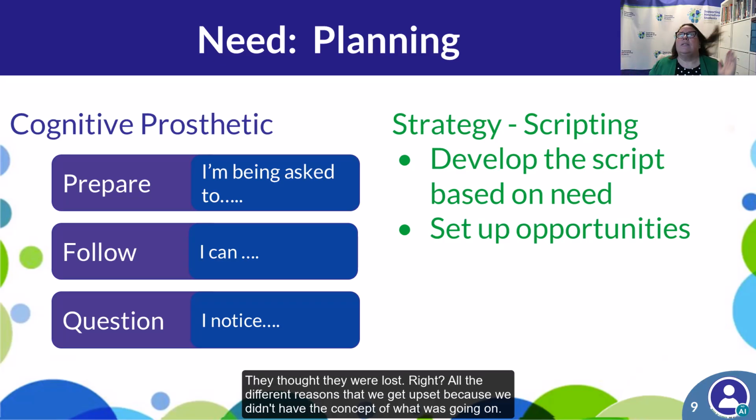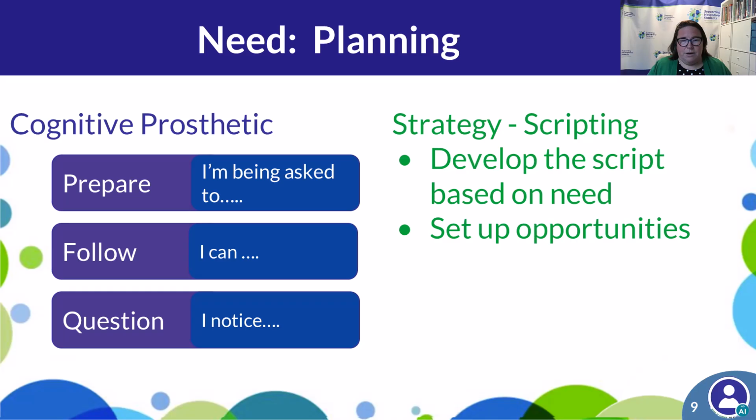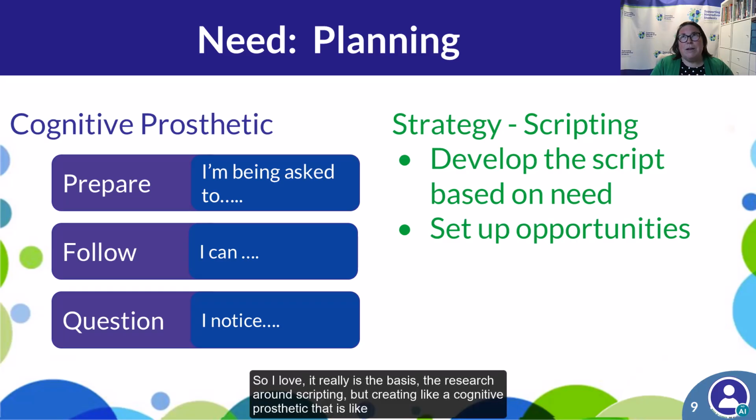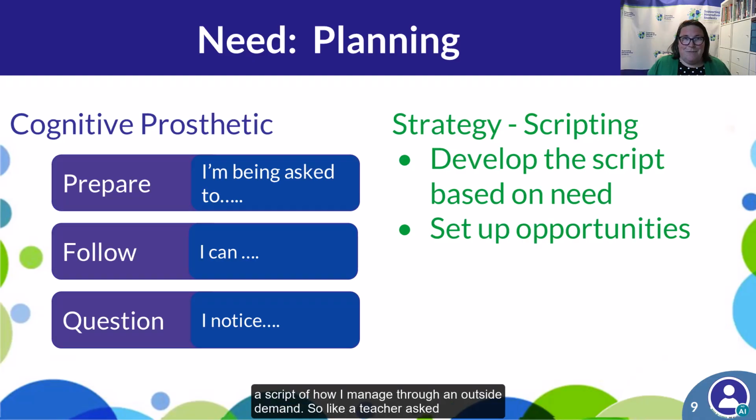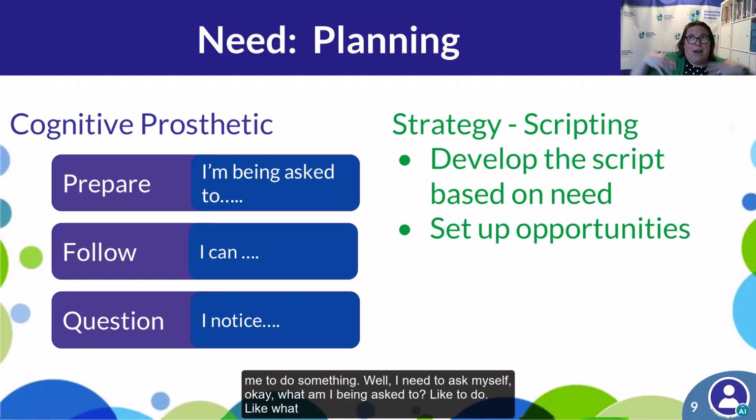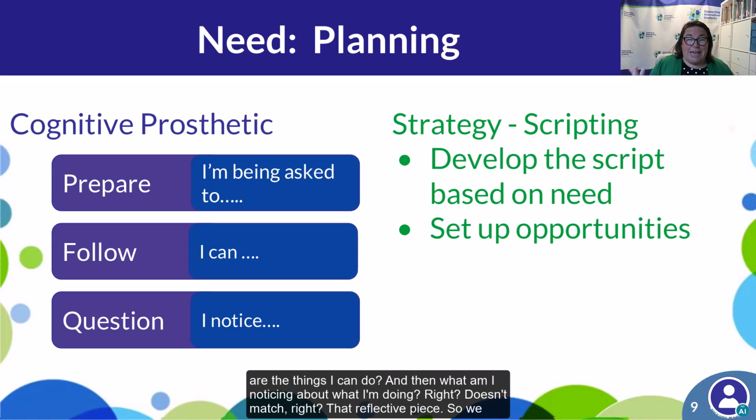All the different reasons that we get upset, because we didn't have the concept of what was going on. So I love, it really is the basis of the research around scripting, but creating like a cognitive prosthetic that is like a script of how I manage through an outside demand. So like a teacher asked me to do something. Well, I need to ask myself, okay, what am I being asked to do? Like, what are the things I can do? And then what am I noticing about what I'm doing, right? Does it match, right? That reflective piece.